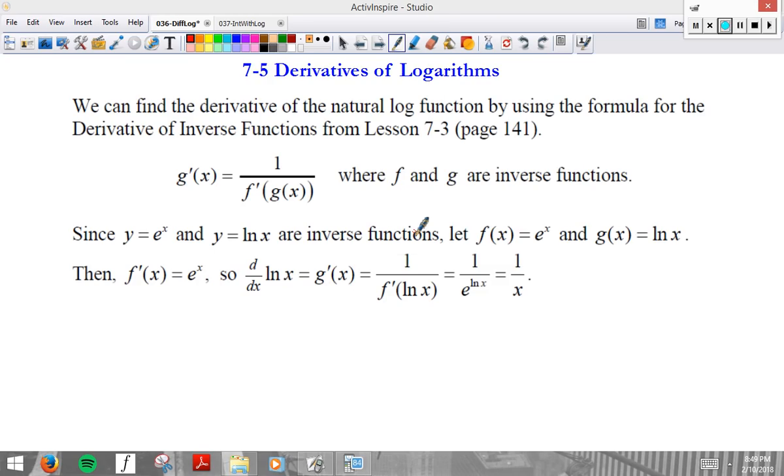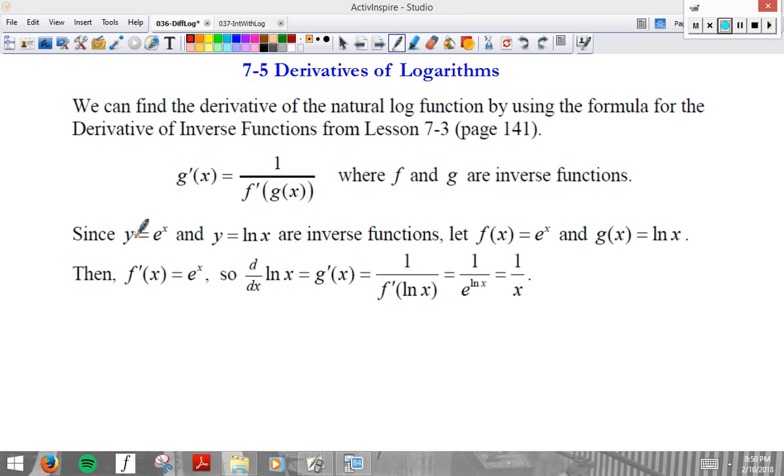We're going to be talking about lesson 7-5, the derivatives of logarithmic functions. We can find the derivative of a natural log function by using the formula for the derivatives of inverse functions. This was in lesson 7.3. If you want to refresh that lesson right now, that'd be a good idea. But the basic idea, and you can see this on page 141, is that if I have f and g and their inverses, the derivative of g is 1 over the derivative of f with g as the inside, g as the input.